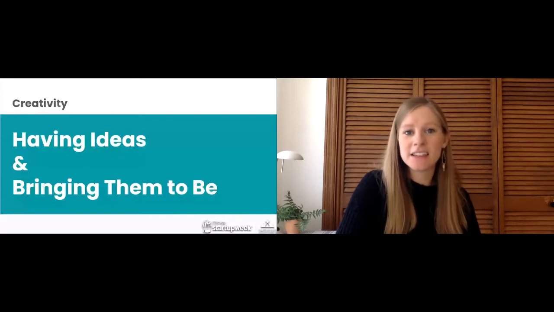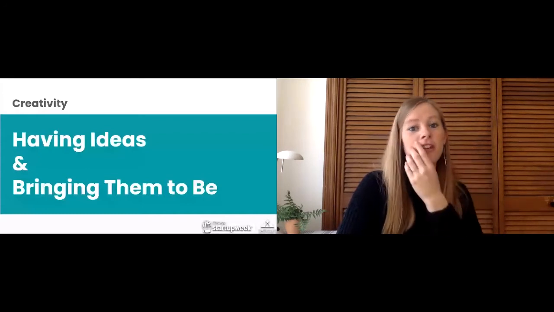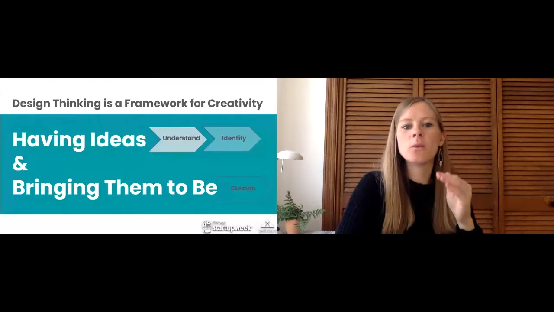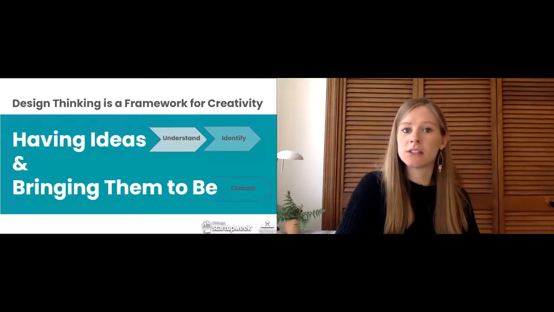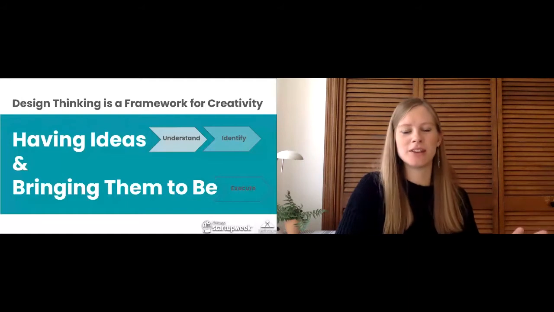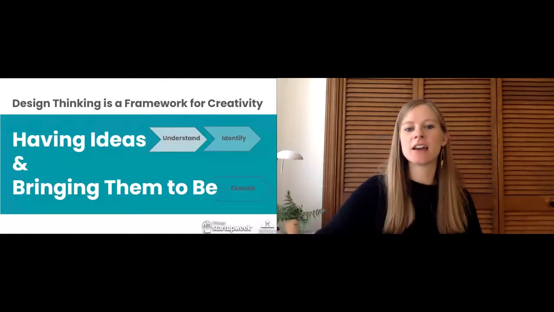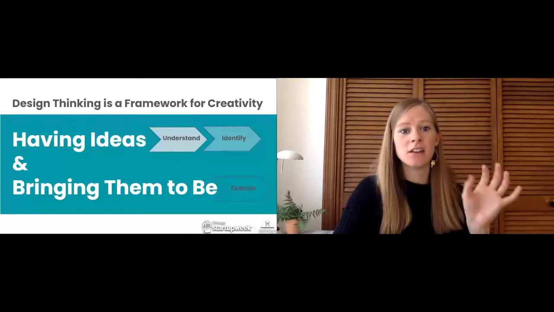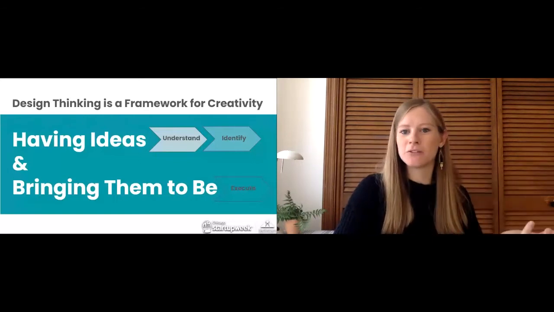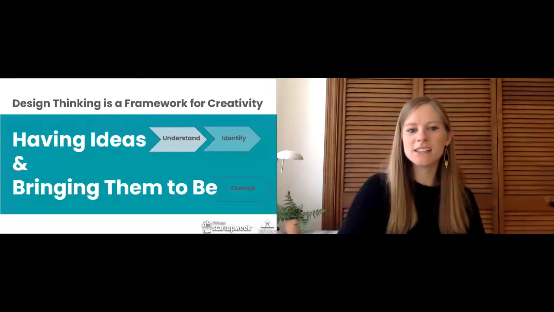And so design thinking, to tie them into each other, is a framework for creativity, right? So it's one way to have ideas and bring them to be. And design thinking has a big emphasis on empathy and designing for a particular customer and user, which is an awesome way to be creative and to come up with ideas. And so you can see the framework that Henry had introduced on Wednesday with understanding, identifying, and then executing, right? So you're having ideas for particular problems that you have to come up with, and then you're bringing them to be, you're executing them. Next.